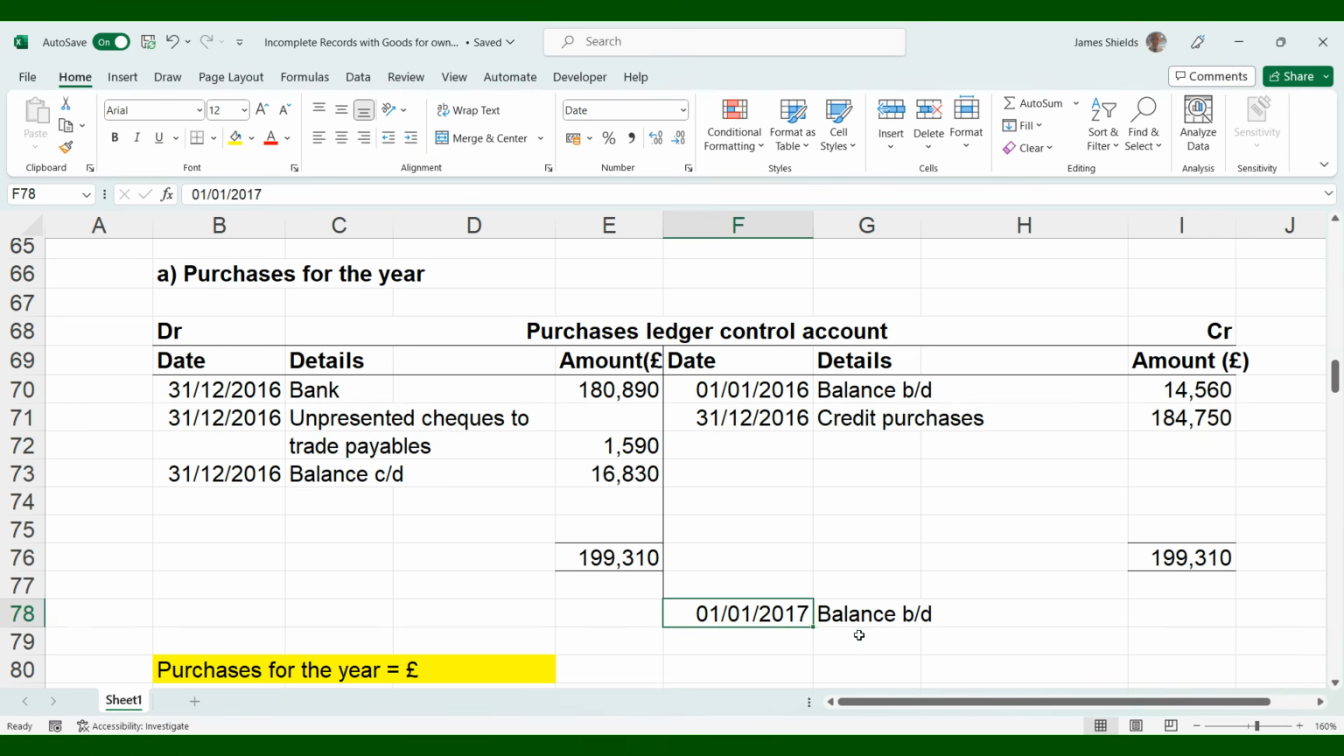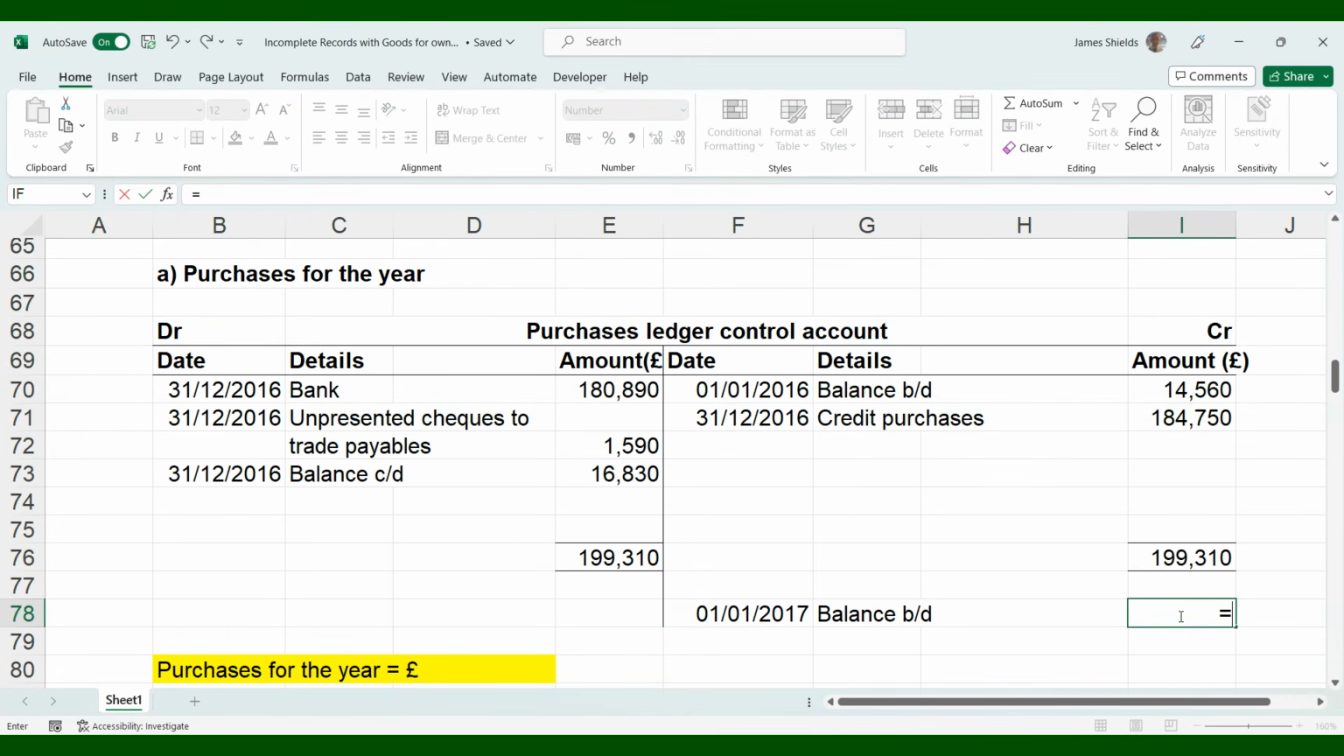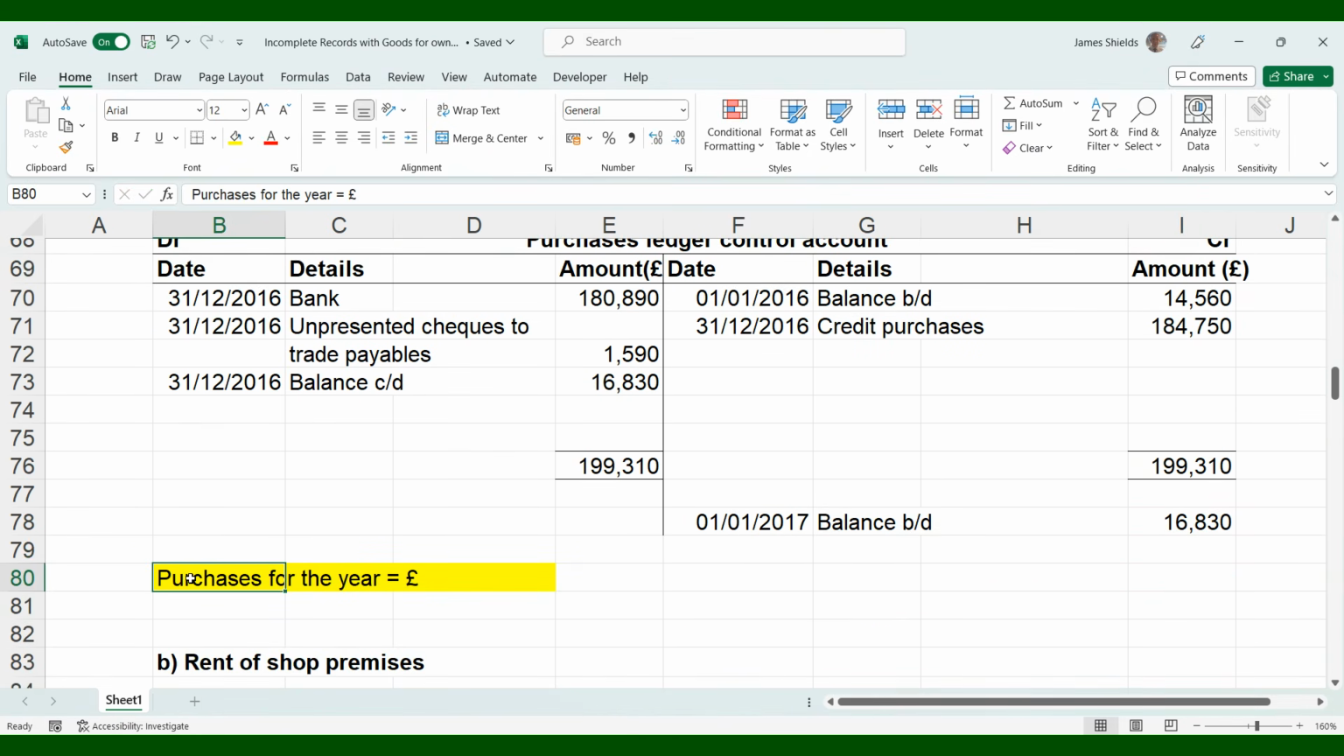Now, to complete my T account or nominal ledger account, we've got a balance carried down. On the next day, a balance brought down on the opposite side, and the amount will be the same as the carried down figure, £16,830. And the answer to the purchases for the year, so put purchases for the year equals, is going to be £184,750. So that's our purchases for the year. Remember, there's no cash purchases, so it's going to be purely our credit purchases.